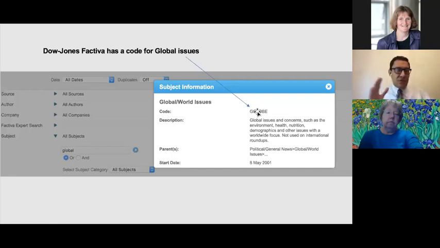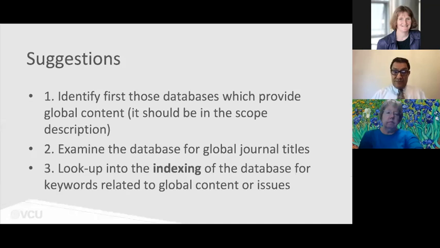So this is just to show you how different databases have different ways of indexing global research. Some are more sophisticated than others, like Factiva. Okay, start playing with this. I am sure that you will have a more efficient way of searching for global research.